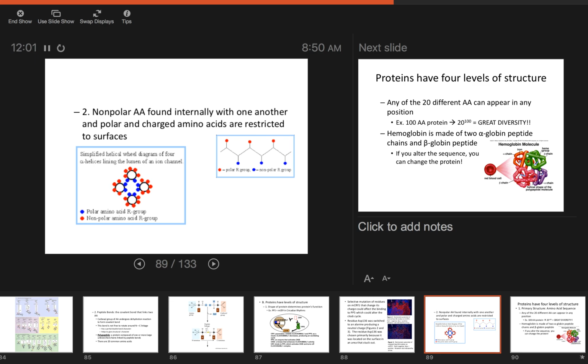A lot of times when you see a bunch of nonpolar amino acids, it can form rings or shapes based on those charges, really. So charges, like I said, they affect shape because of that polarity.